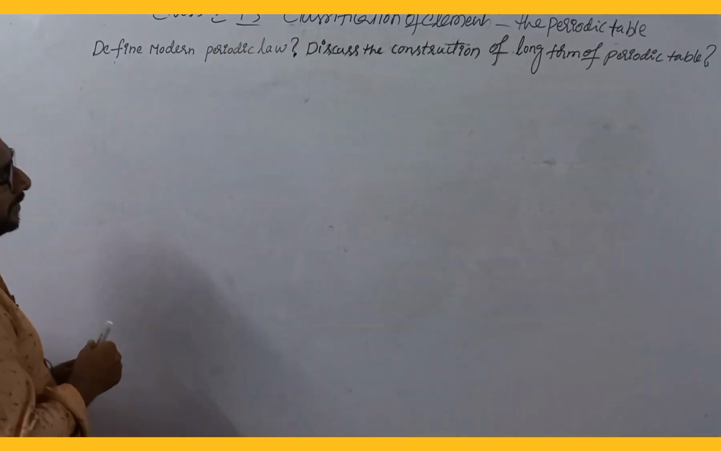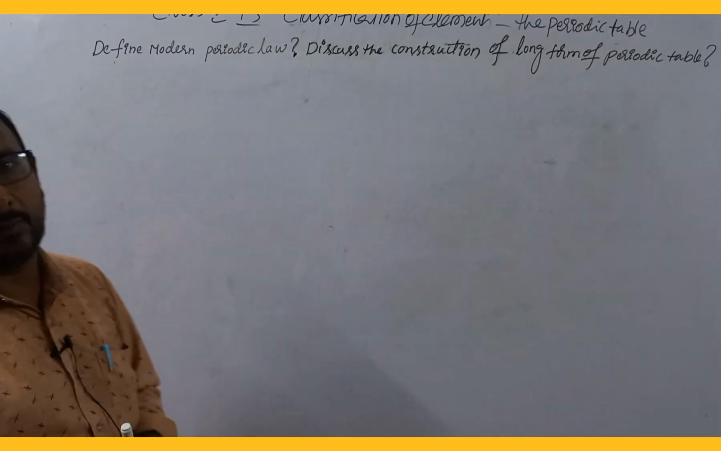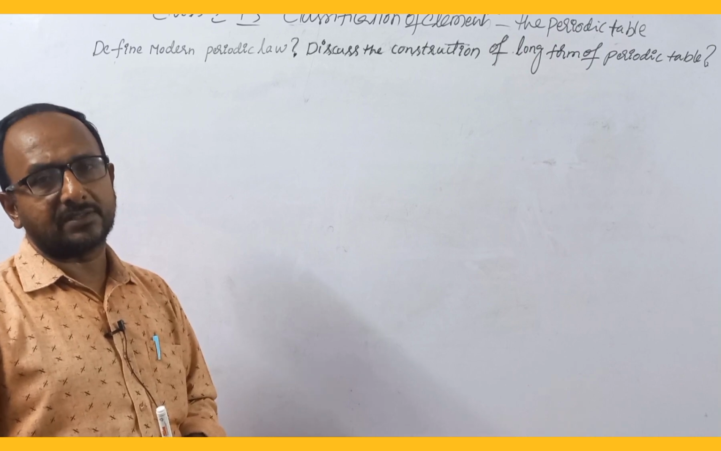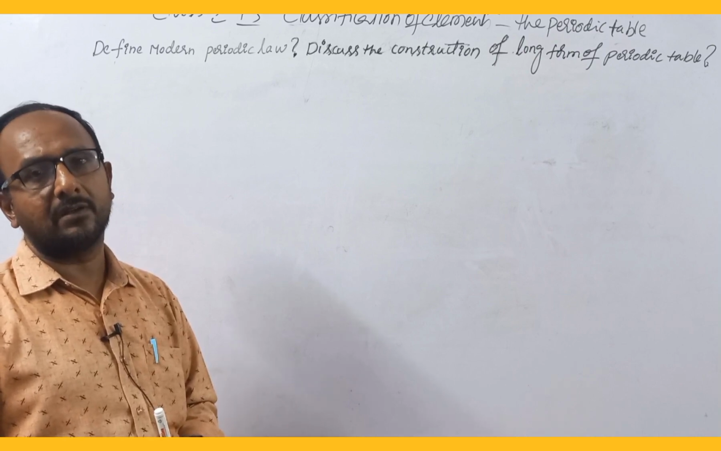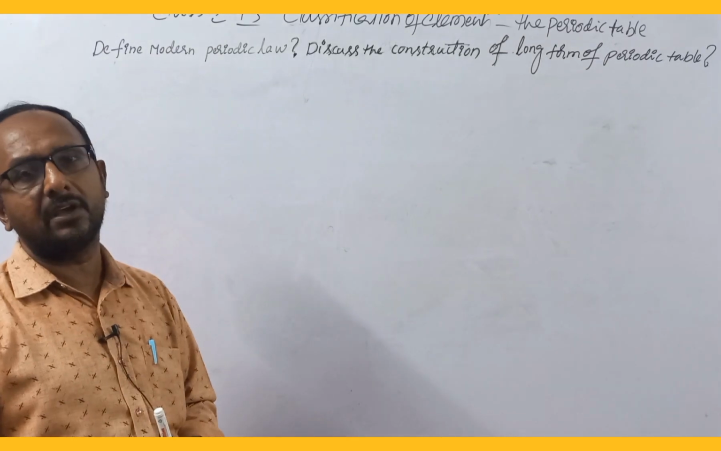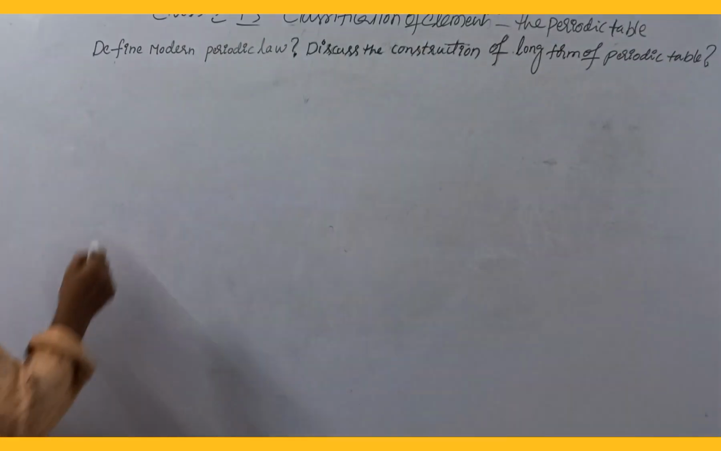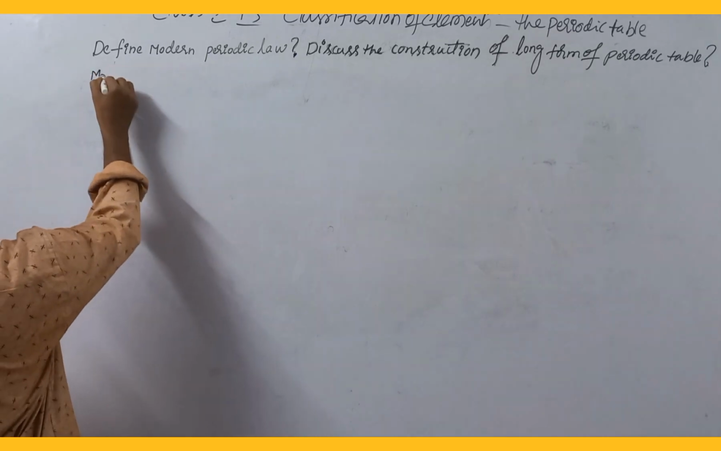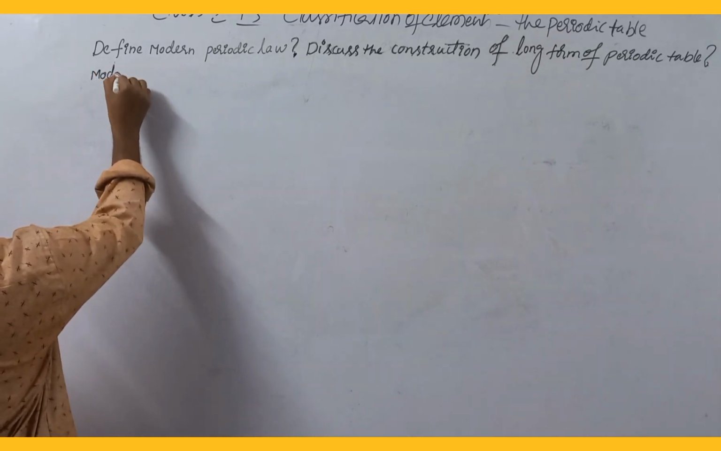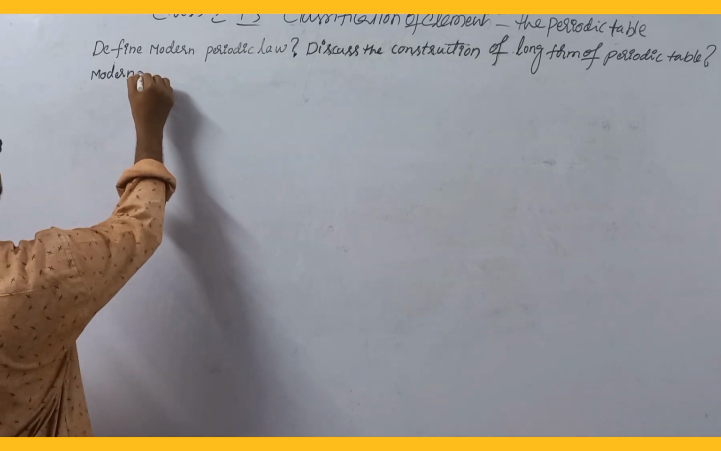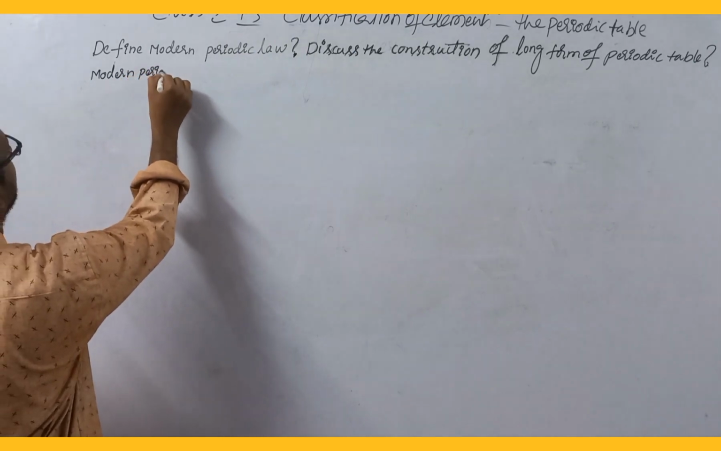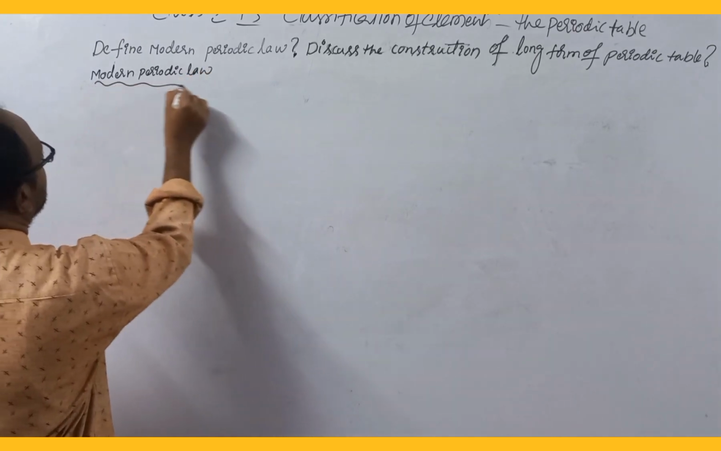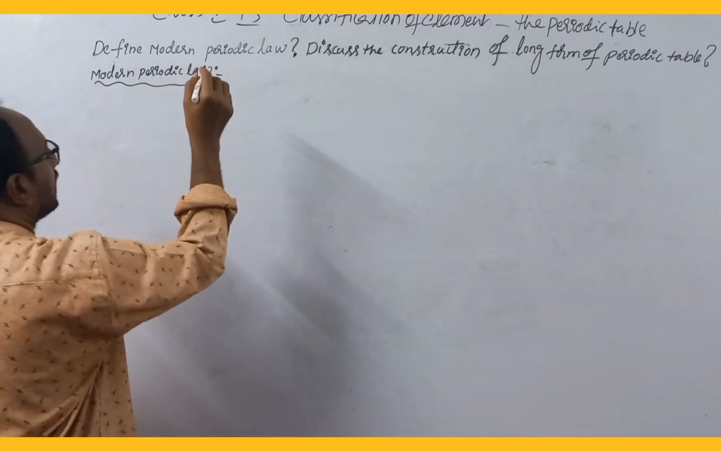So what is the modern periodic law? In the modern periodic table, elements and their properties are explained based on their atomic numbers and electronic configuration. That is the modern periodic law. So for this question, first we want to write what the modern periodic law is.